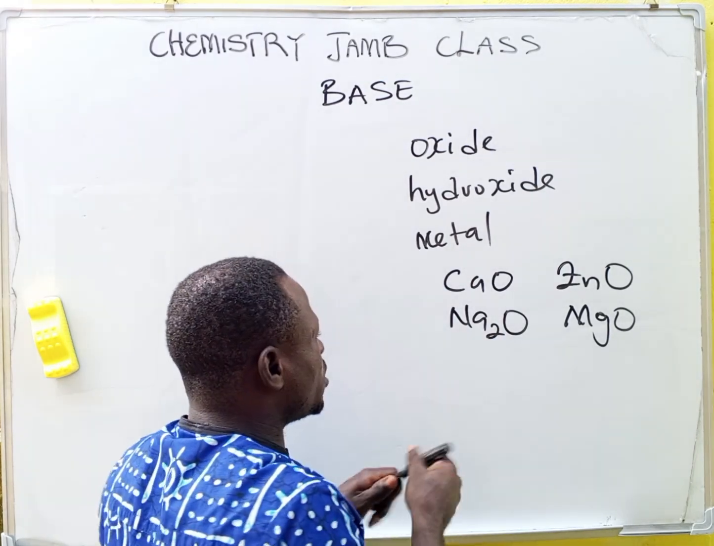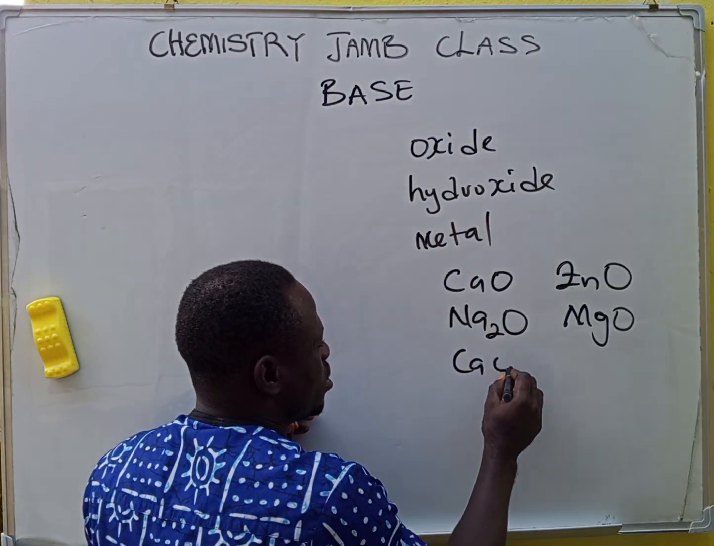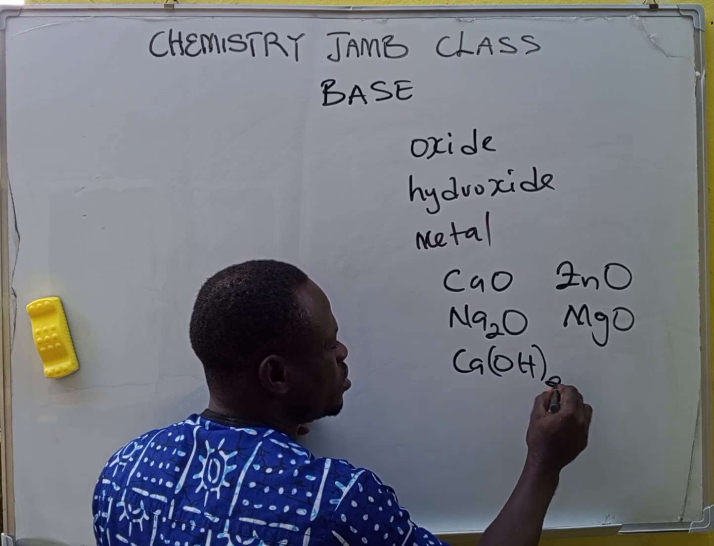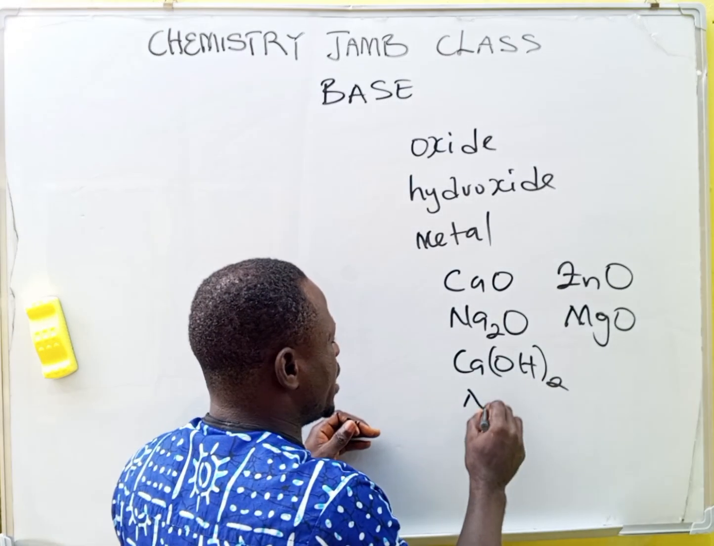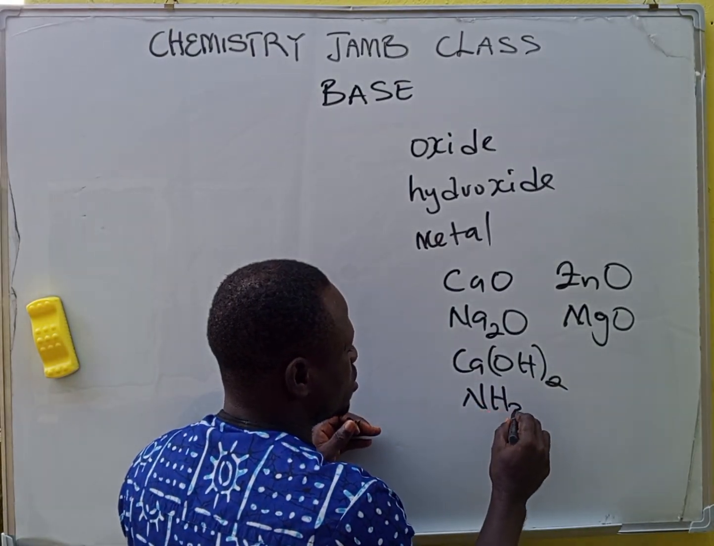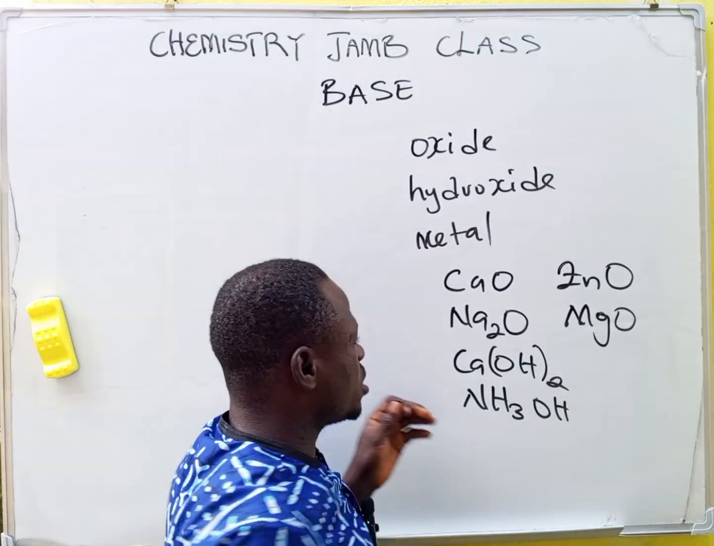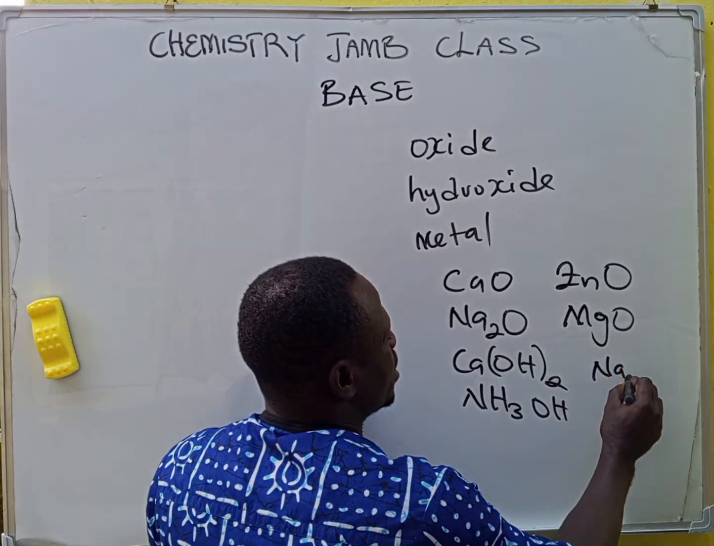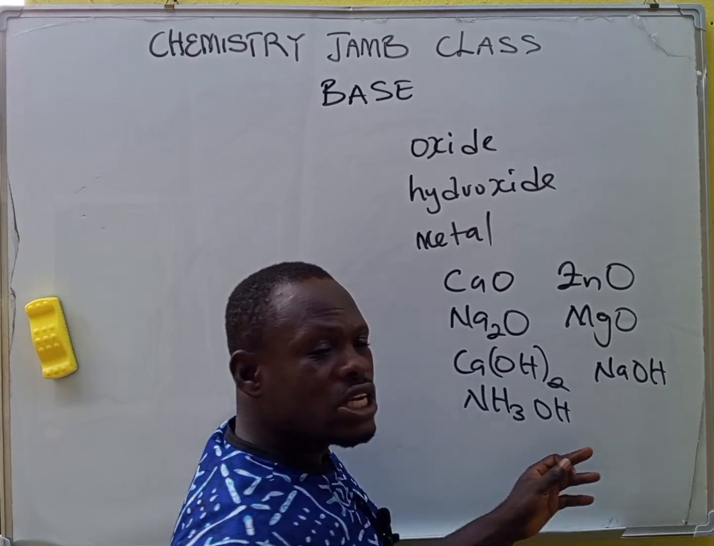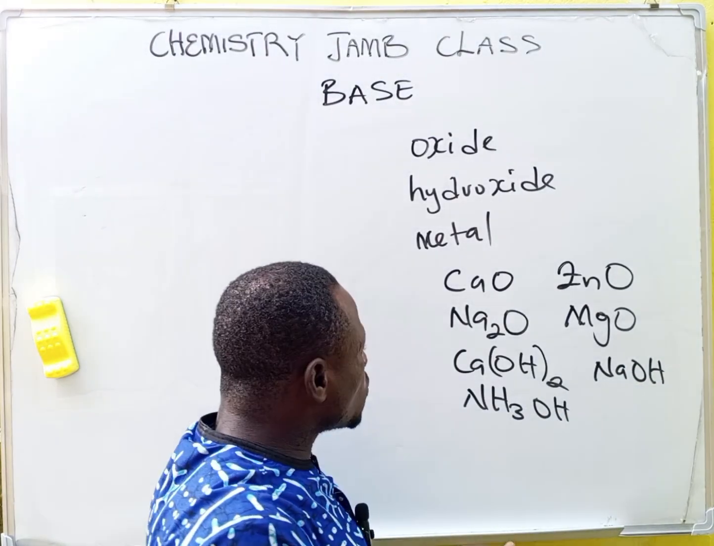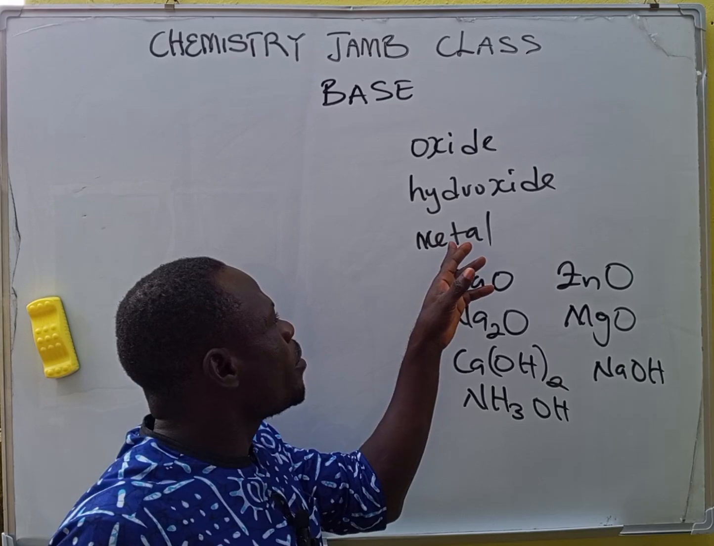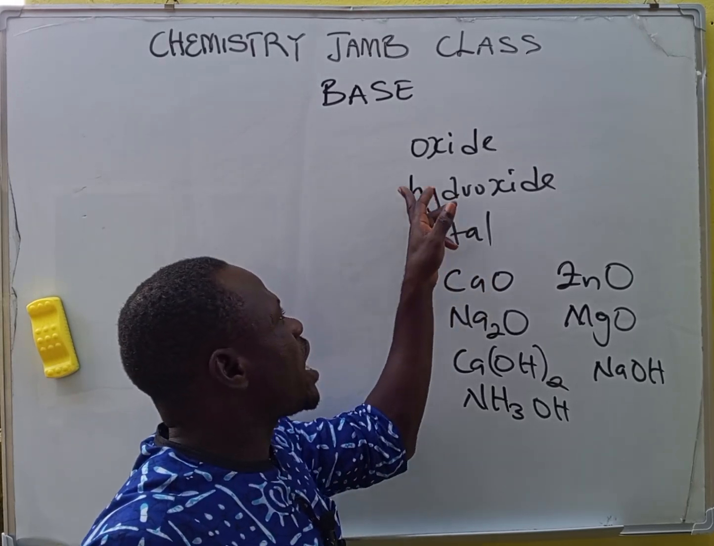Any hydroxide that combines with either non-metal or metal is a base. For instance, Ca(OH)2 is a base. NH4OH is a base. NaOH is a base. Do you understand? So bases are formed as metal oxide and hydroxide.